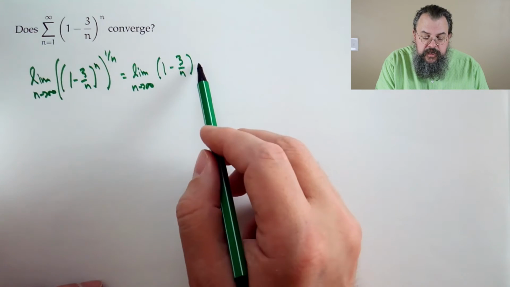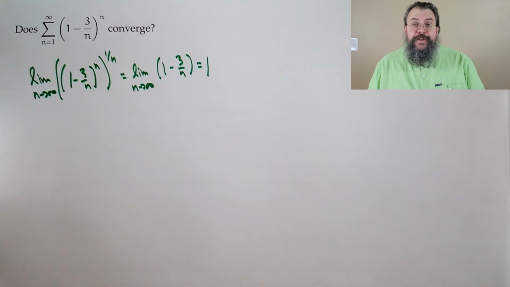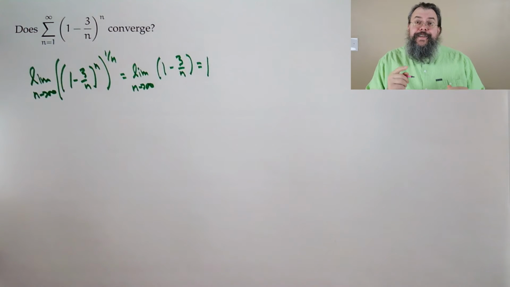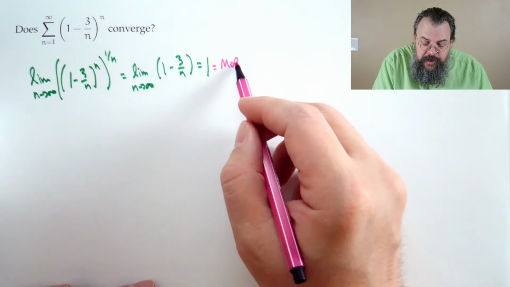You say, well, that's easy. That's 1. Now, if we get 1, what does that mean? Does it converge or diverge? And the answer is, yeah, that's right. That's the answer. We don't know. This really means more work.